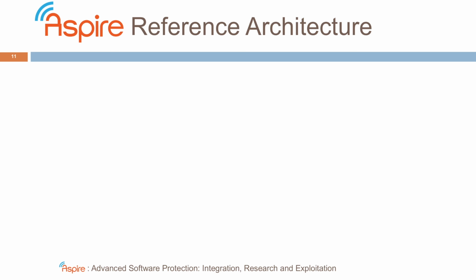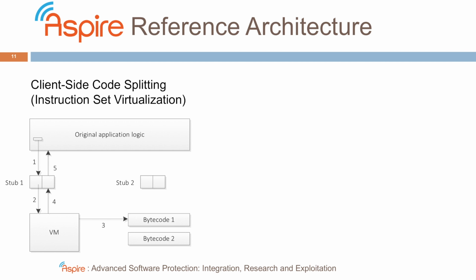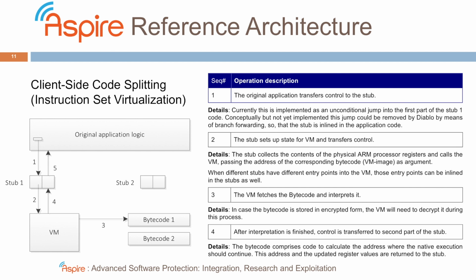Also in this document, we describe all the individual protections and how they operate. For example, for client-side code splitting, which is also known as instruction set virtualization, we describe what the protected application looks like, and we also discuss in detail all the individual execution steps when this protection code is invoked.